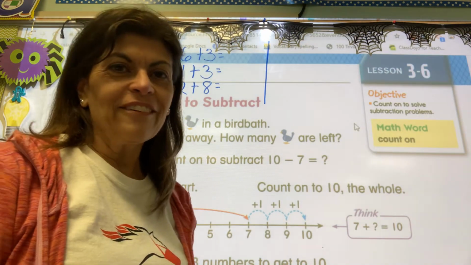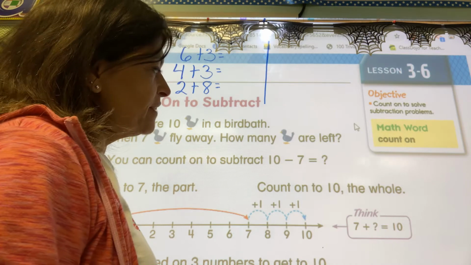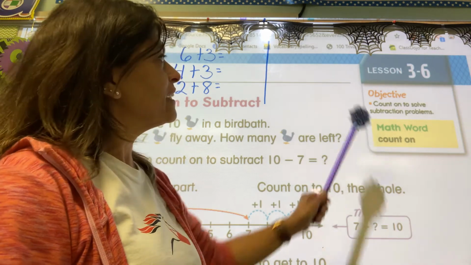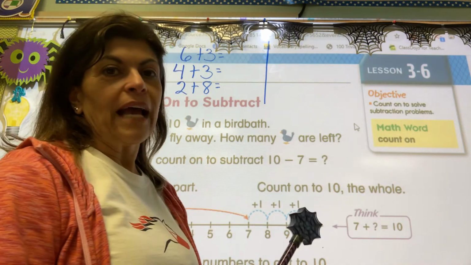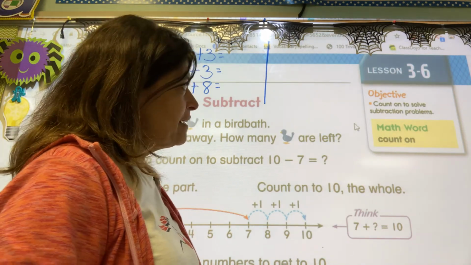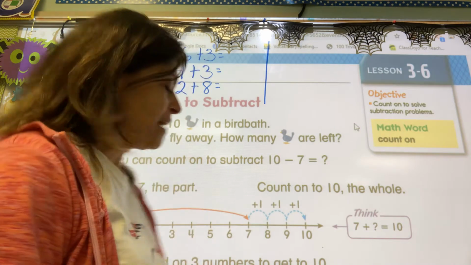Good morning, NTI friends. Today's lesson is on page 103, lesson 3-6. Count on to subtract. So let's go ahead and start with a little bit of mental math first.